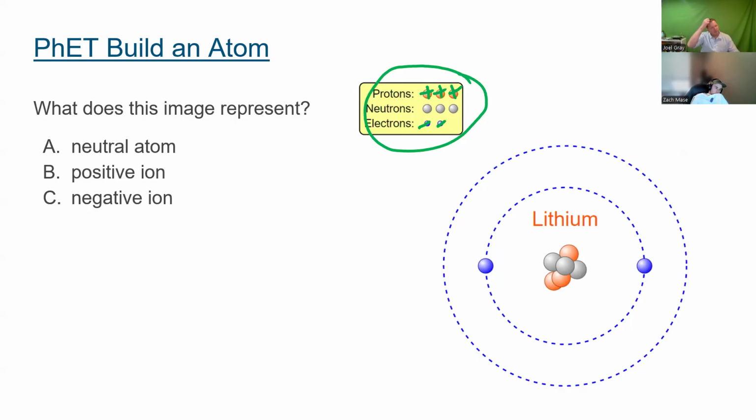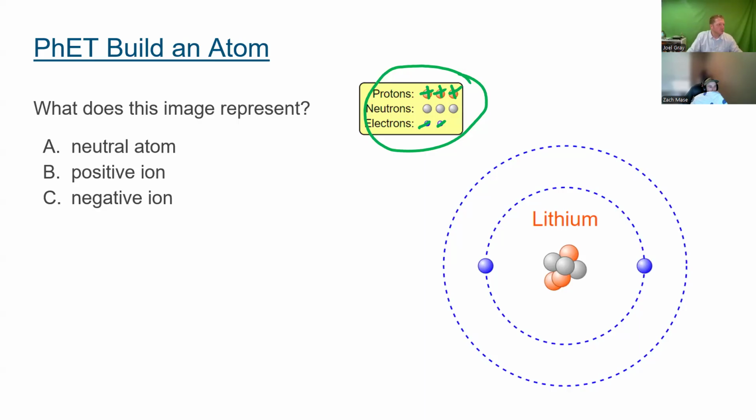Okay, I'm going to give about 5 more seconds. And that's going to do it. All right, so the correct answer is a positive ion because we have more protons than we have electrons. So 56% of the class marked B. The next popular answer was neutral atom, and then the next was negative ion.